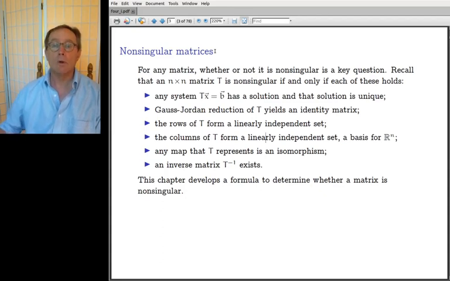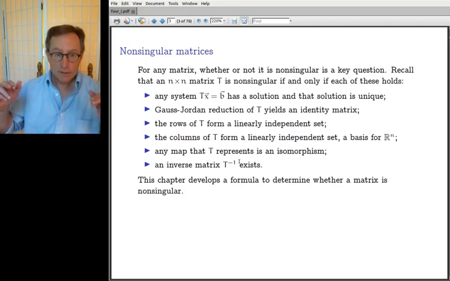Non-singular is equivalent to all of these things. For a square matrix, if you have a linear system, it has a solution and the solution is unique. Non-singular is equivalent to Gauss-Jordan reduction yielding an identity matrix. So a person should be feeling, as we go through these bullet points, that every one of these is the nice case. The rows form a linearly independent set. The columns form a linearly independent set, which is a basis for Rn. Any map that is represented by T is an isomorphism. There's an inverse. The inverse exists. All of these cases give a sense of non-singular as, whatever this means, desirable.